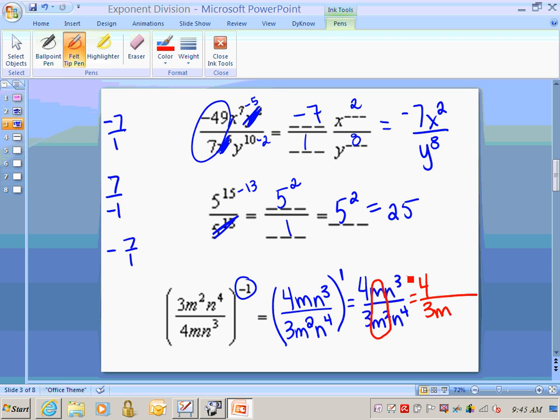And then my n's, I got 3 on top, 4 on bottom. How many will cancel? So are they left on top or bottom? Left on the bottom. So I have n on the bottom and how many? 1. So you can write the little 1 or you can not. If it's a 1, you don't necessarily have to write it.